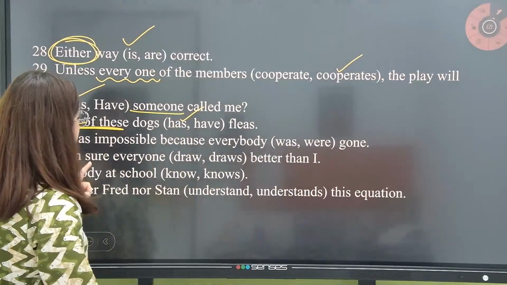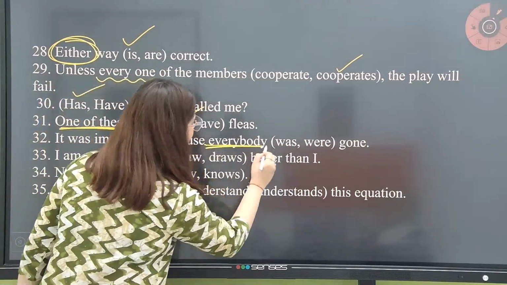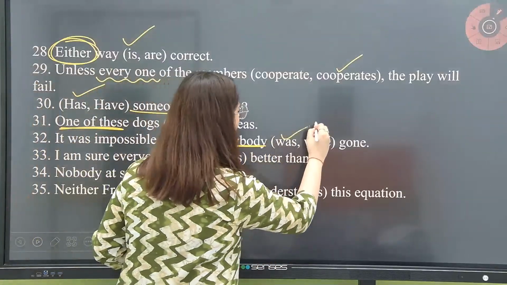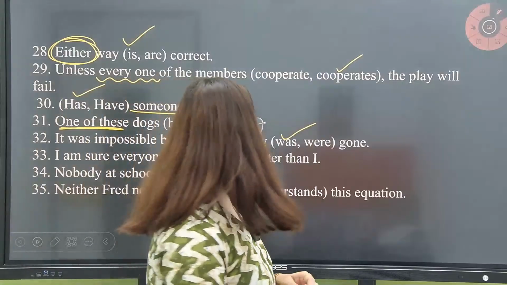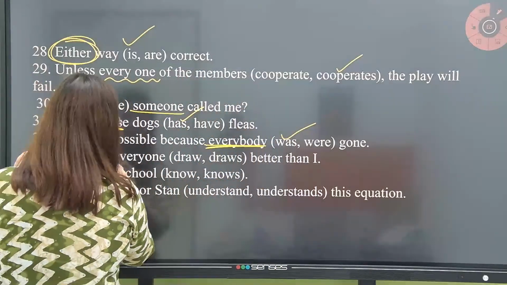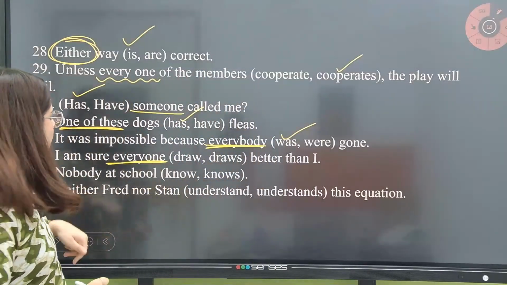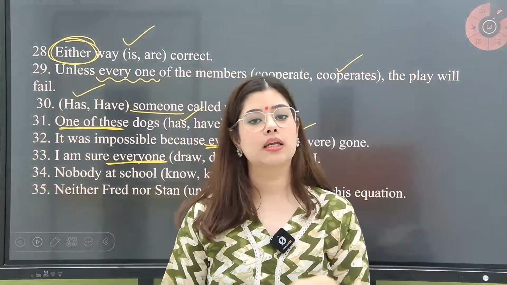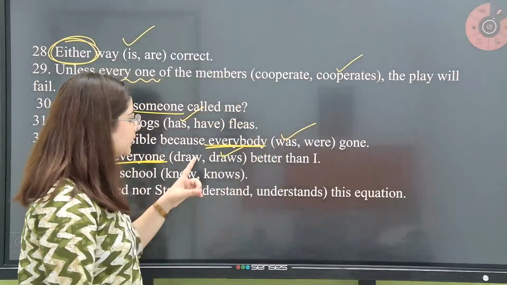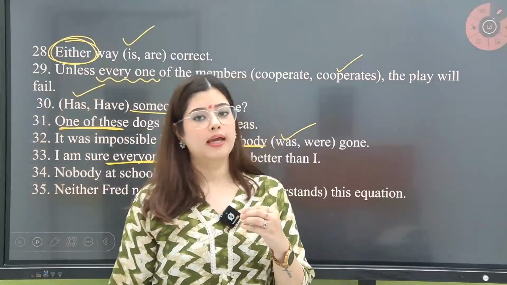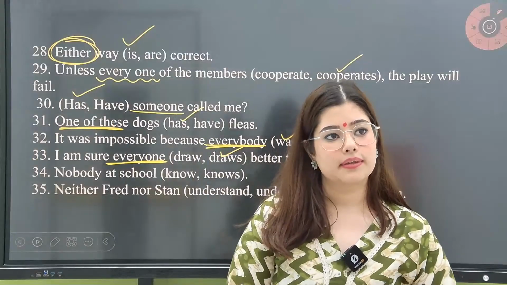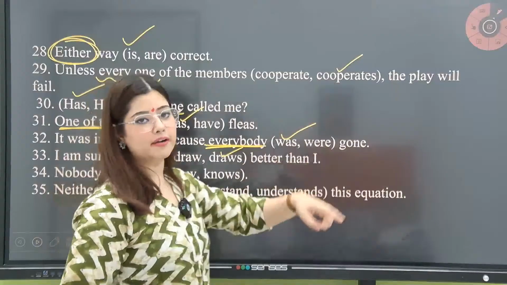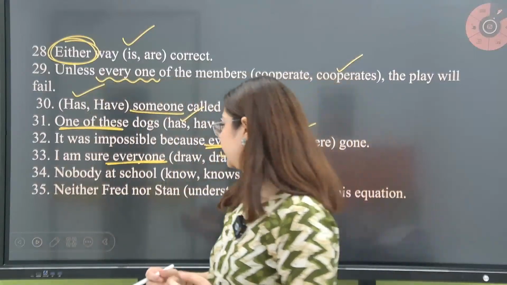It was impossible because everybody, singular verb form. Everybody was gone, right? I'm sure everyone will take a singular verb form. I'm sure everyone draws better than I. And by the way, it will not be better than me. It will be better than I. Something that we are going to learn in the upcoming sessions, right? So, not better than me, better than I.